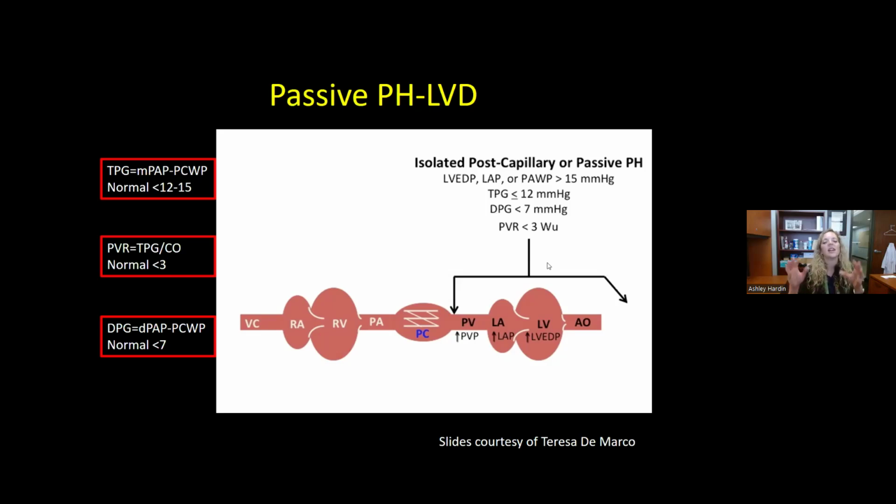Normal is, for purposes of treatment, used to be less than 3. Again, less than 2 is actually technically normal now that we have more data. And then diastolic pulmonary gradient, that we don't really use clinically so much anymore, just to be aware of as a metric, is diastolic PA pressure minus your wedge, and normal is considered less than 7.